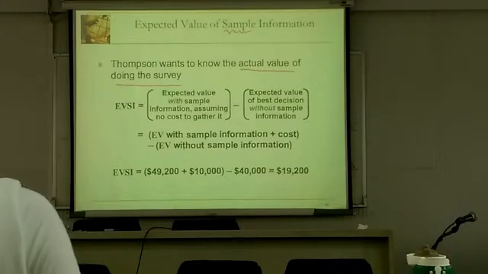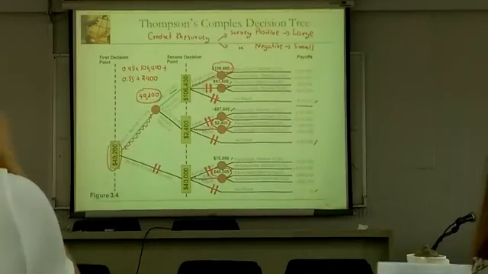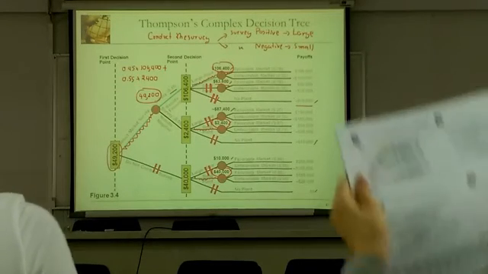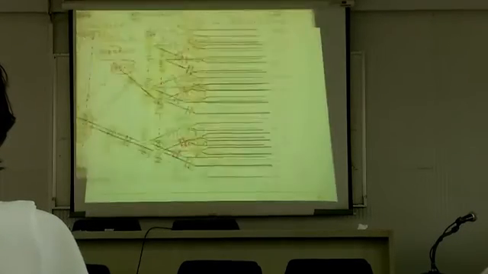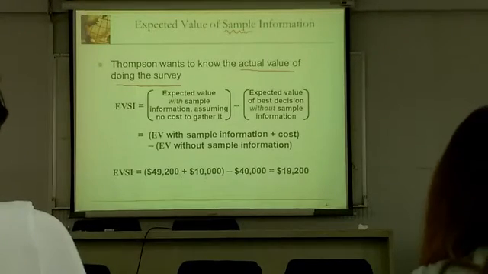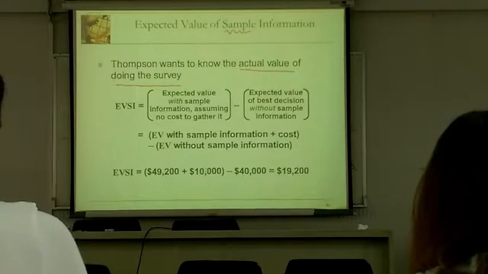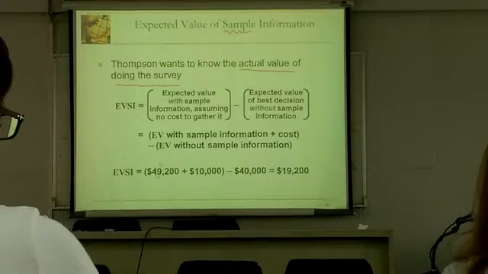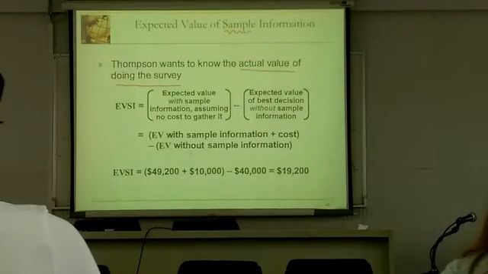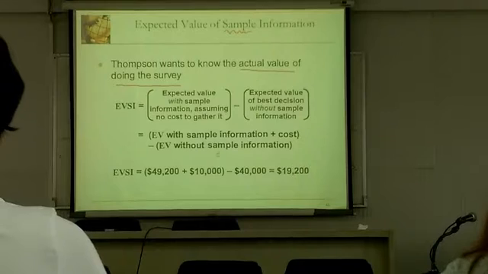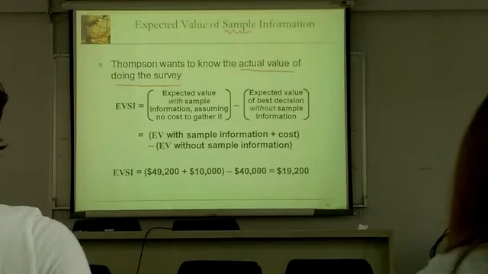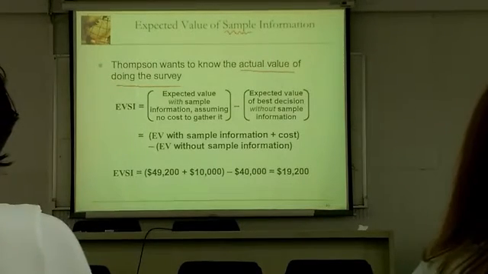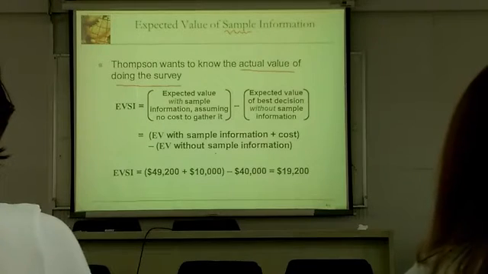So basically the solution is going to be, if you go back to that, your last expected value right here when you do the survey, 49,200, plus the cost of the survey. So that expected value, if you do the survey, or basically with sample information, plus the cost of doing the survey. And then you subtract that from the expected value without sample information, that's 40,000.